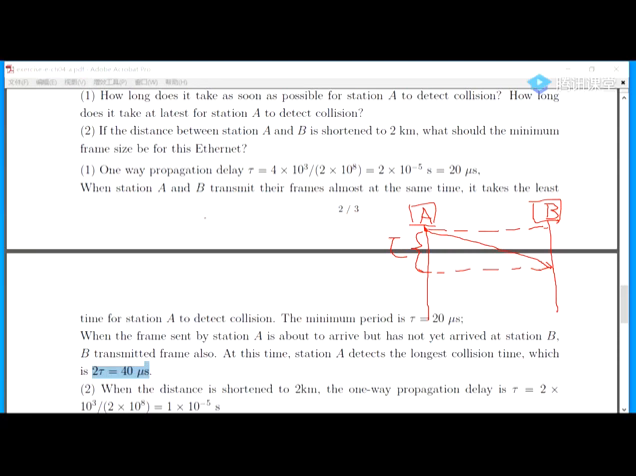Then when station A and B transmit their frames almost at the same time, that means B almost at the same time starts to transmit. So station A takes the least time. At time tau, station A knows the collision occurred.